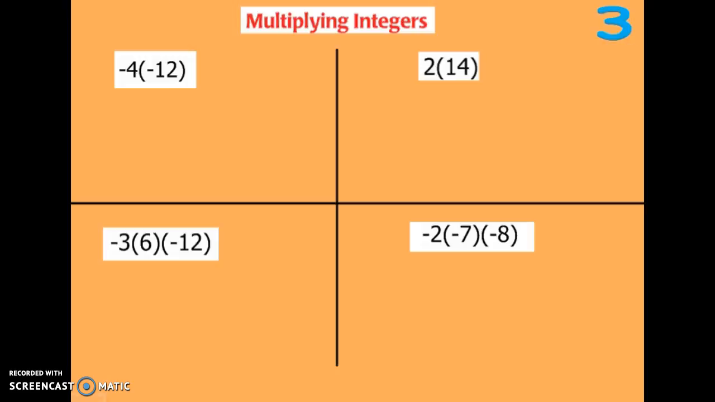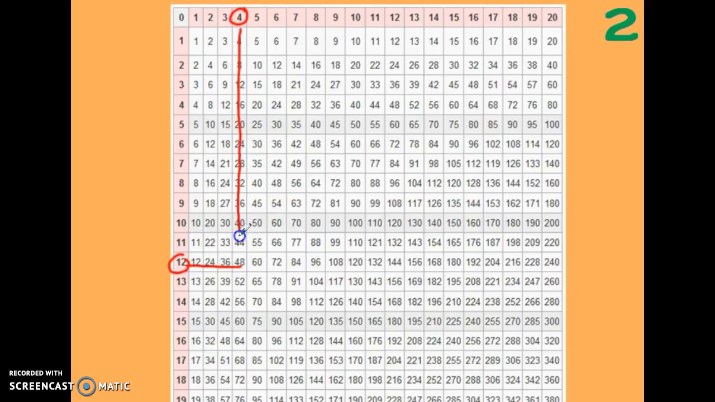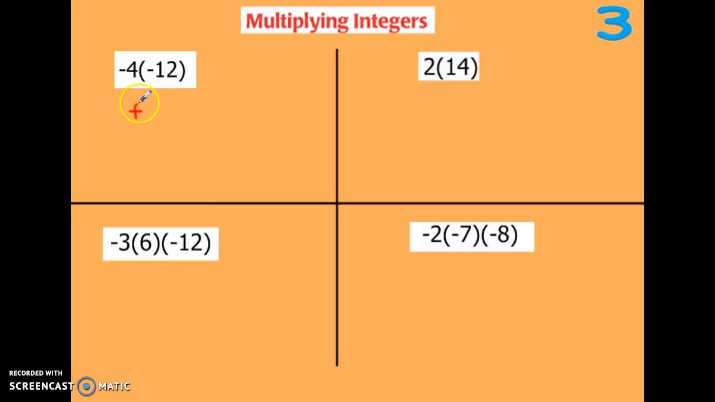So let's flip over to slide 3 now. We're going to do the same thing. Two negatives here, they get along. Our answer is going to be positive. So let's find 4 times 12. Let me erase some of these. 4 times 12, well, here's 12. So our answer is 48, a positive 48. This one, 2 times 14, they're all positive, so our answer is still going to be positive.